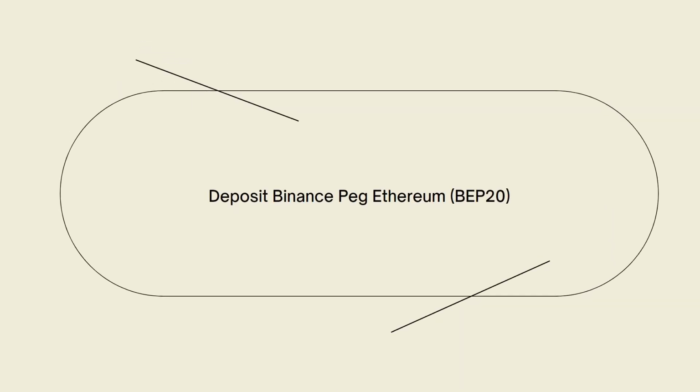Now deposit Binance Peg Ethereum or BEP20. Open your Binance account and navigate to the wallet section. Search for Binance Peg Ethereum or BEP20 or simply ETH and click on the deposit button. Select the BEP20 network for the deposit.